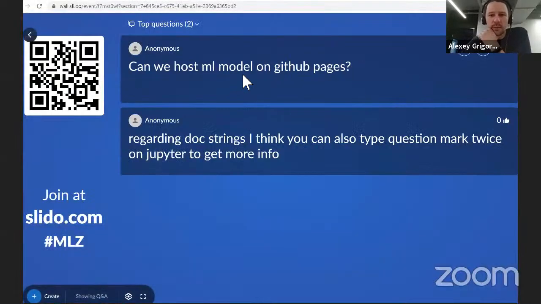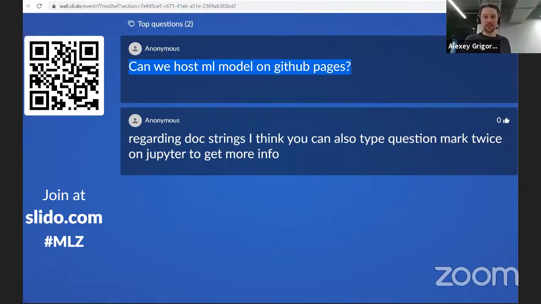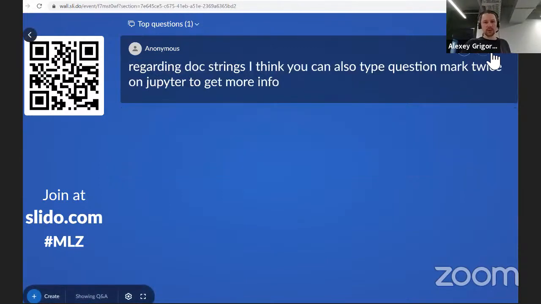Can we host ML models on GitHub Pages? I don't think you can, because you actually need a web server, and GitHub Pages can only serve static pages like HTML. So unfortunately, you cannot host machine learning models on GitHub Pages.